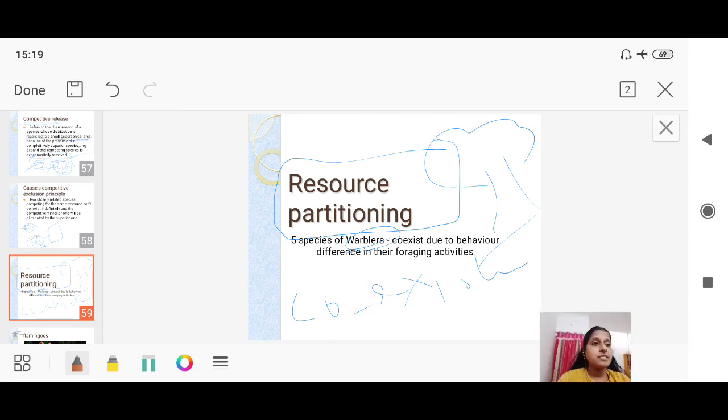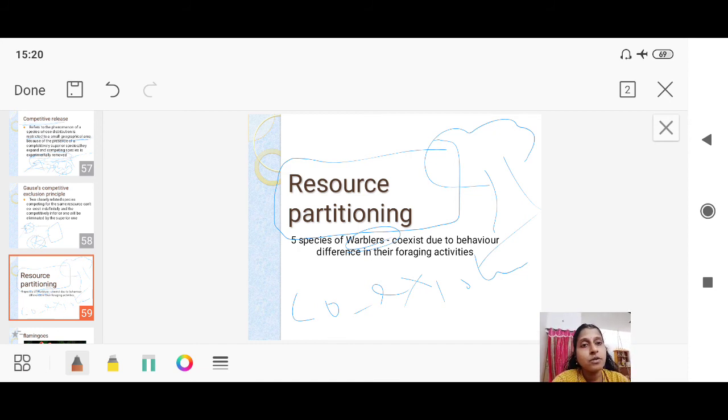Resource partitioning means, like you have in one area, from this to this it is my resource, you are not supposed to get into this. And from here to here it is another species' resource. It is like how gangsters say, this is my area, don't come into this, we will stay here, if you want, go a little further away. Like that, they have resource partitioning.